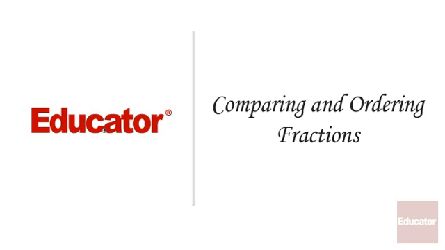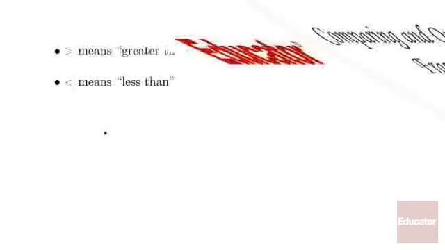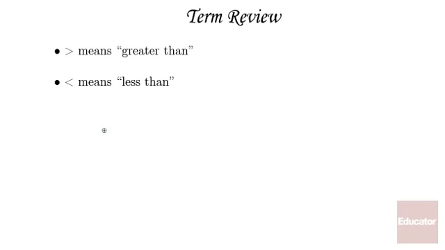Welcome back. This lesson is going to be on comparing fractions, and since we're going to be comparing fractions, we're going to be able to order them from least to greatest. This symbol right here means greater than. So if I were to use it, if I said 5 with that symbol and another number, 2, then I can read this as 5 is greater than 2.